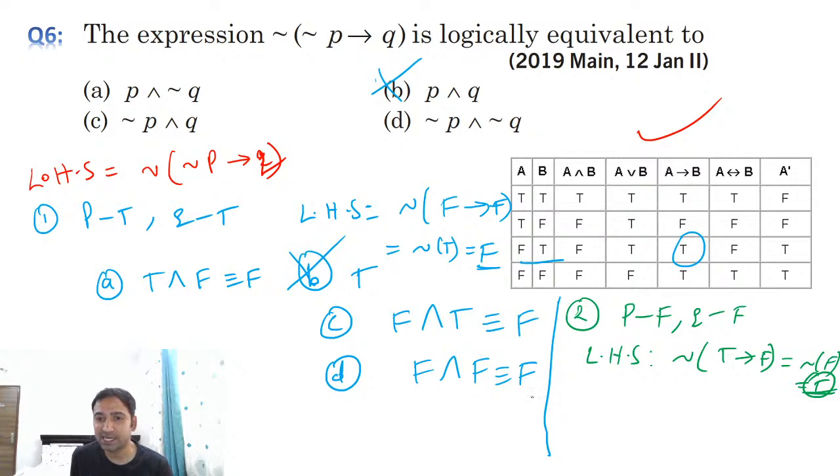Right. So let's check where we're getting true. We got LHS equal to true in the given substitution, P false and Q false. Now let's verify it, guys. Option B has already been eliminated. You don't need to verify option B, guys.